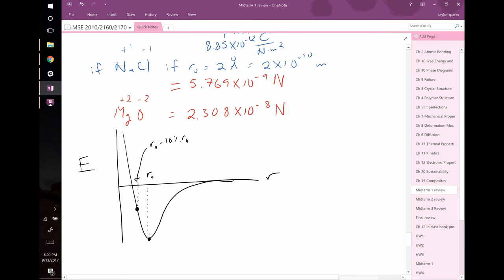I would just draw that. Say R0 is by definition the bottom of this well. So if you go anywhere, make it bigger or smaller, you're going up in energy.